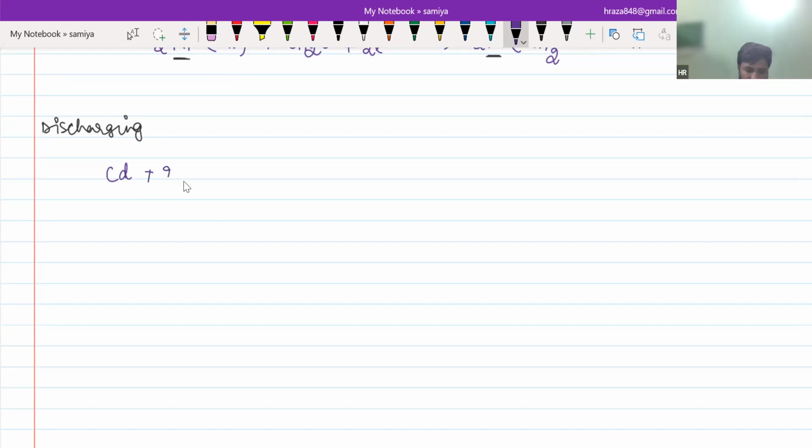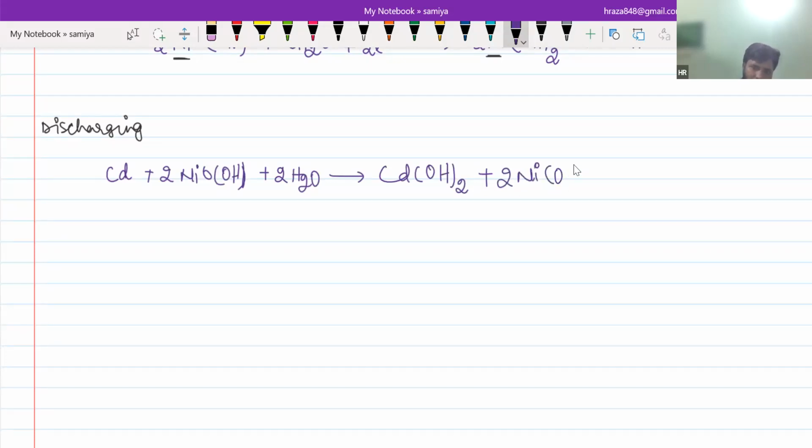So the discharging reaction is basically 2NiOOH plus 2H2O will give Cd(OH)2 plus 2Ni(OH)2. So this is for discharging. Can you write for charging? You are going to reverse this equation and you will get the charging reaction. Please write.